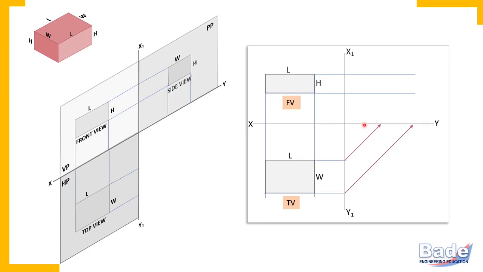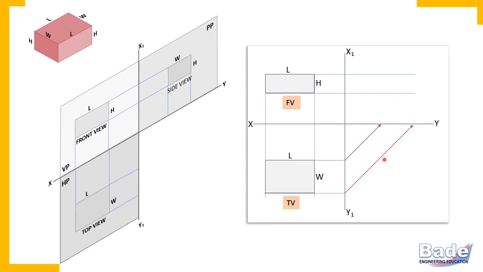45 degree, 45, 45, 90. This right angle triangle is an isosceles triangle. The same length which is vertical here appears horizontal here. So this vertical width here in the top view appears horizontal in the side view. So to transfer or to project width in the side view, you may use this method.